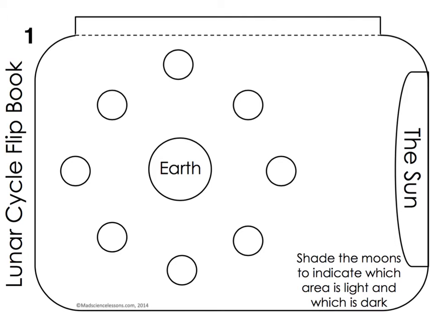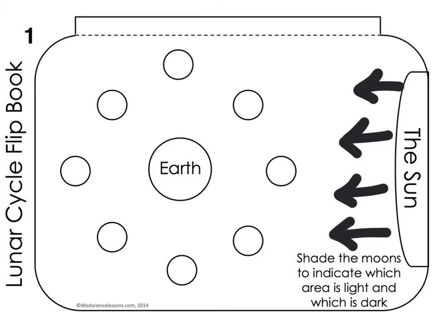Okay, so we're starting with this one that says number 1, and it has the sun here, and the sun has rays that shine directly at Earth like this. It says shade the moons to indicate which area is light and which is dark. And like I've been saying, we need to make sure that we keep shading the dark side because we're using a dark pencil. So when the sun is shining over here, we need to be coloring in the half of the moon that will not be getting any sunlight.